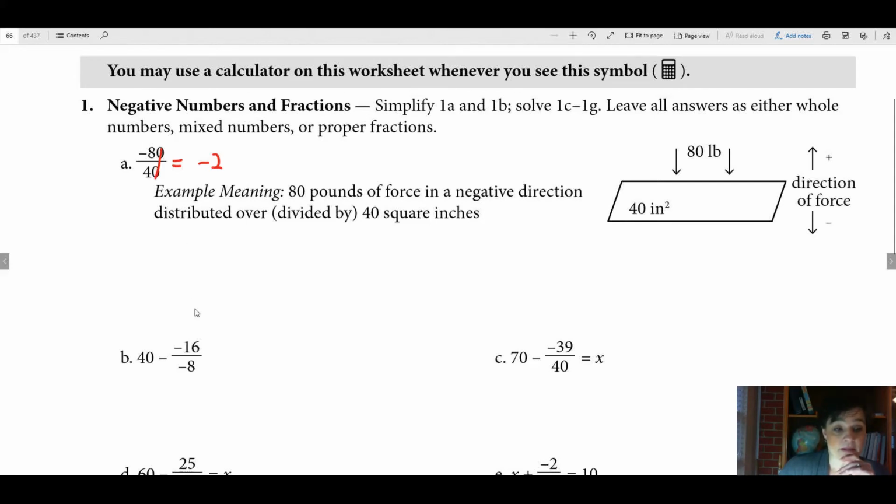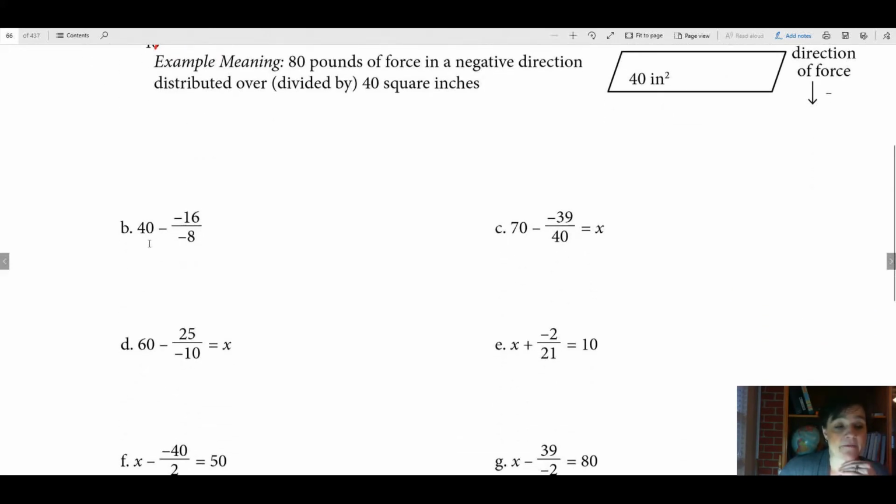Okay, so on B, we have 40 minus negative 16 over negative 8. I want to make sure I'm showing you these correctly because, like I said, I'm not really good at these. I think I've got them, but I think I've done a little too much math today. I need to take a break.